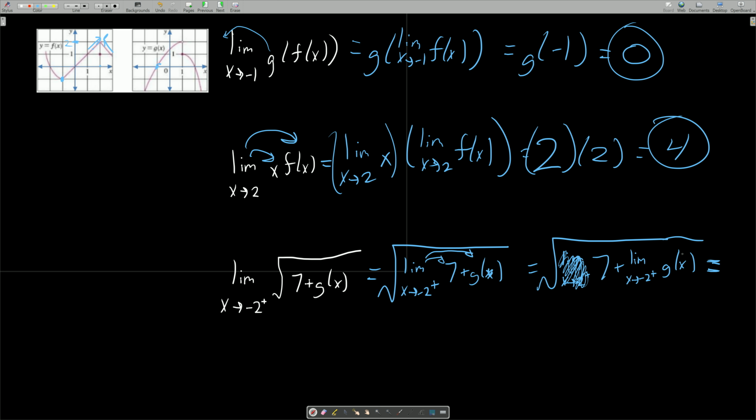Now we can evaluate this, g of x. We have negative 2 right here from the right, and that's at negative 2. So the square root of 7 plus negative 2, which is the square root of 5.